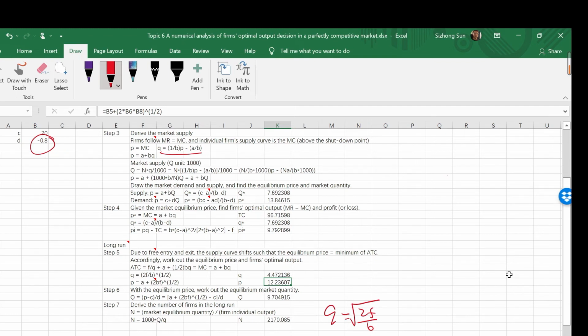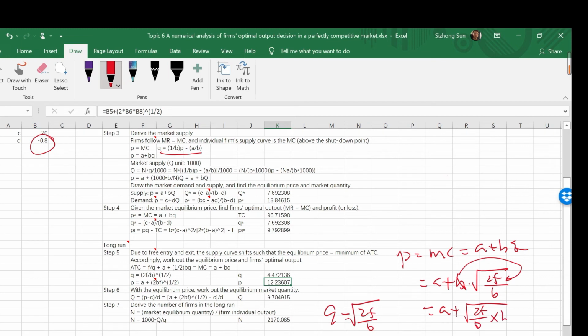So the associated price will be MC, which is equal to A plus BQ. So it's A plus B times the square root of 2F over B. Move this one inside the square root. So it's A plus the square root of 2F divided by B times B squared. And we cancel out one of them. So it's equal to A plus the square root of 2FB. Okay, that's where this formula comes from.